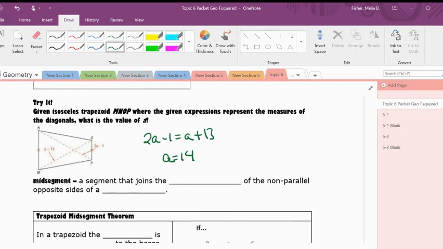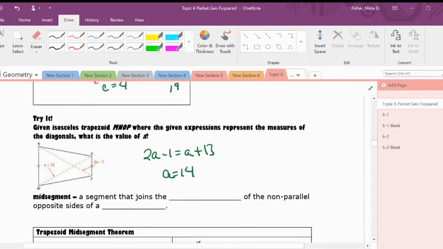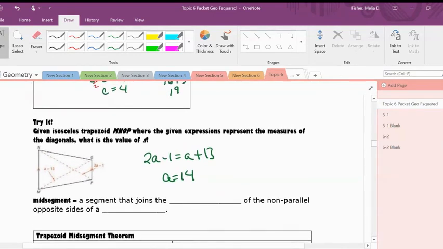We are going to be skipping the mid-segment theorem of a trapezoid and concluding our 6-2 notes here. If you'd like to challenge yourself and have any questions on the rest of the parts that we skipped, please don't hesitate to reach out.